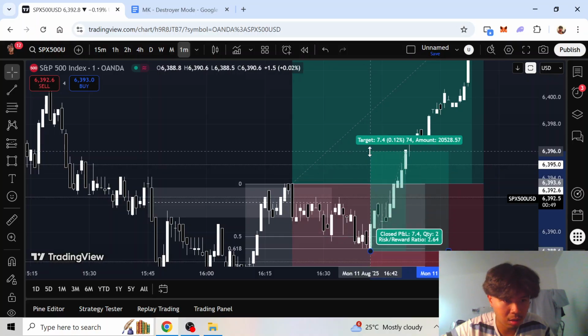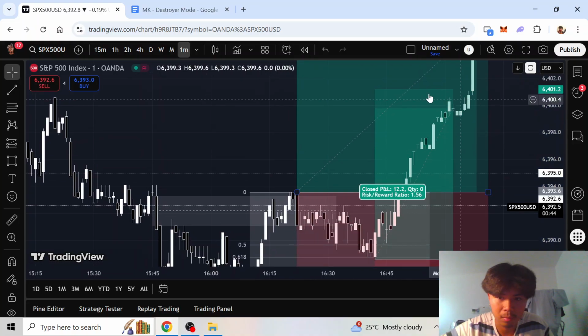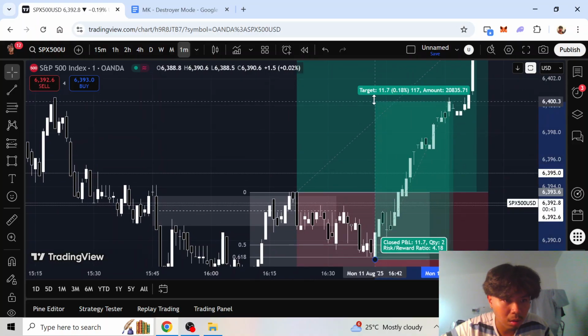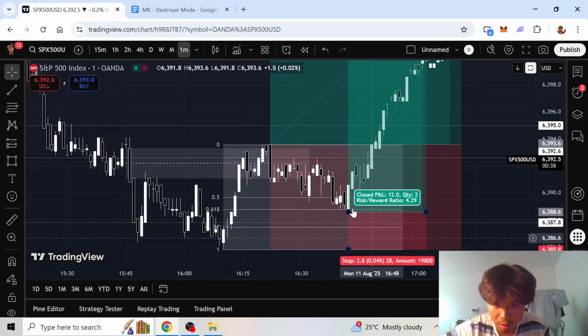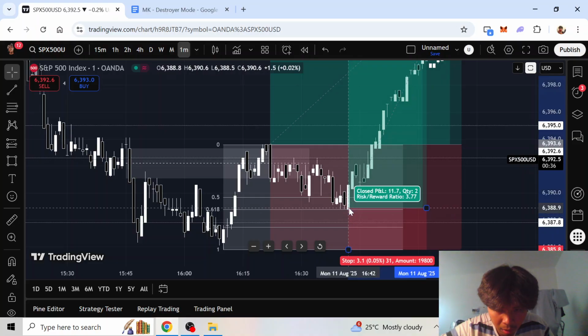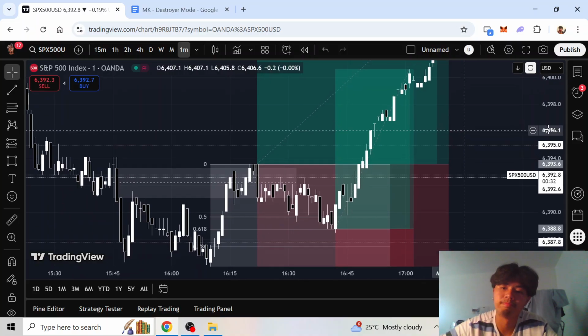And where did I target? I targeted up there, right here, for 4R. I entered a bit here though, at 61%. Yeah, but there we go.